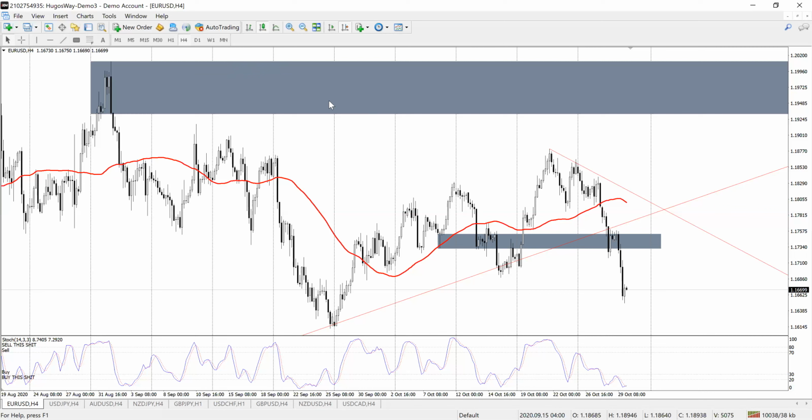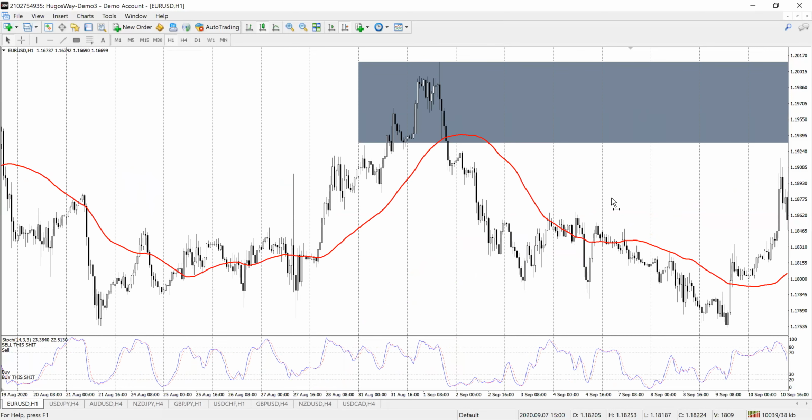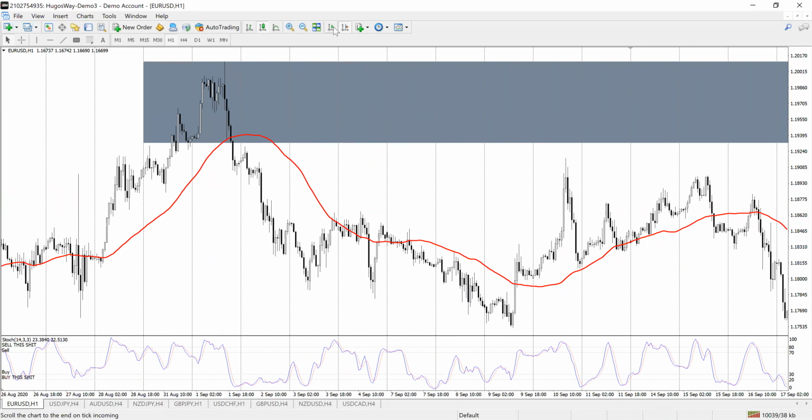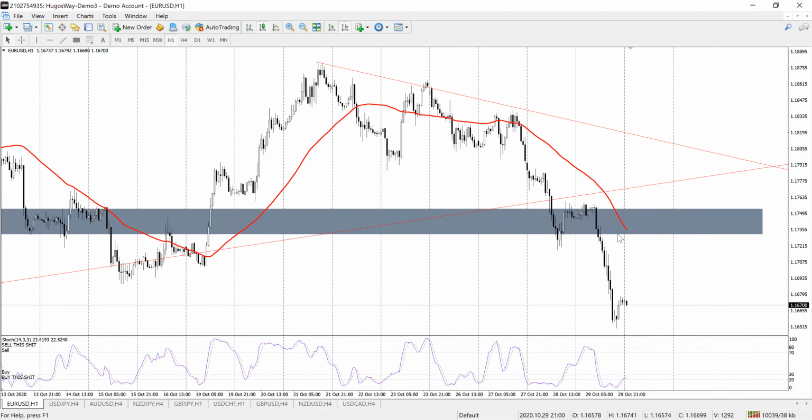That's really all we can see. Price is below the 50 EMA, right? Price is below the 50 EMA. Let's see what we can find.